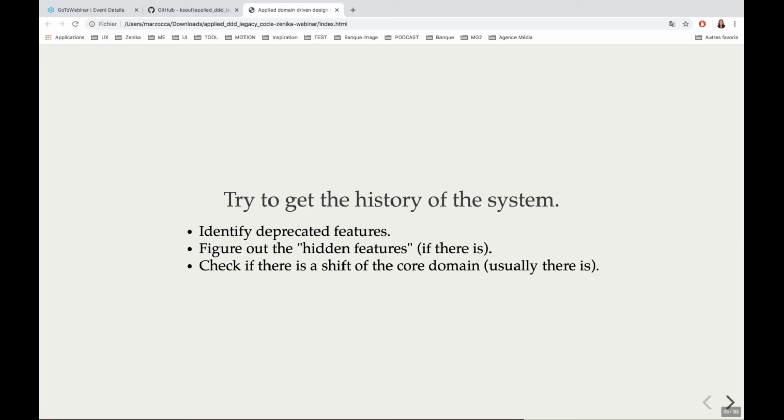So when we get the history of the system, usually from these two people, first of all, you're going to identify deprecated features, dead code also, and figure out if there are hidden features. What we call a hidden feature is really, sometimes we also call it customer service.